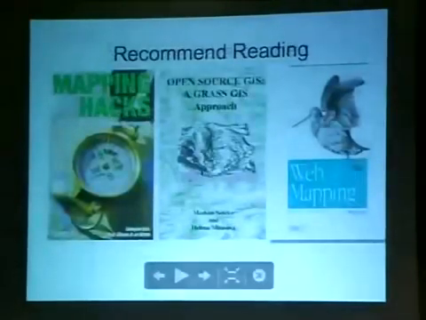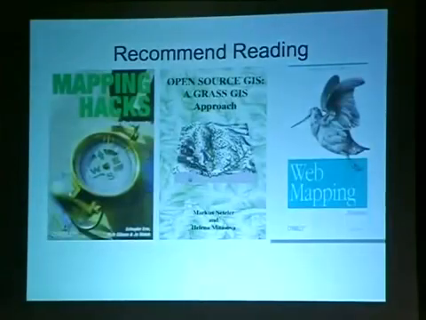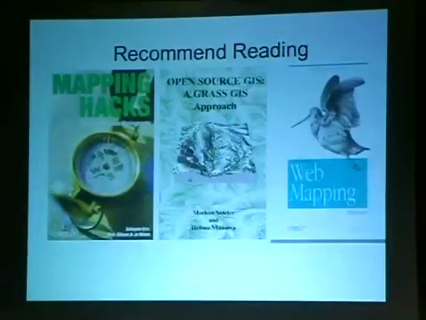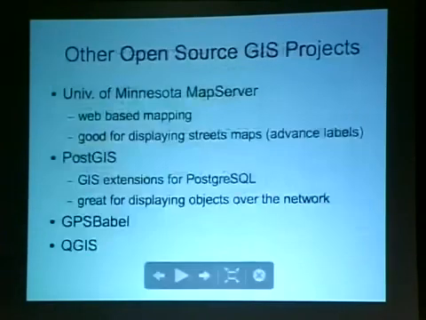If you really get into this, there are a few books. I know most things you can probably just scrape off the web and get some good resources, but there are three good books that I recommend. Mapping Hacks, the middle book, Open Source GIS. That's a really expensive $80 book, and it actually only has the old version of the vector engine, but if you really get into using GRASS, you should definitely buy that book. It's worth it. And also Web Mapping, which covers more of MapServer, which I'll talk about in a minute.